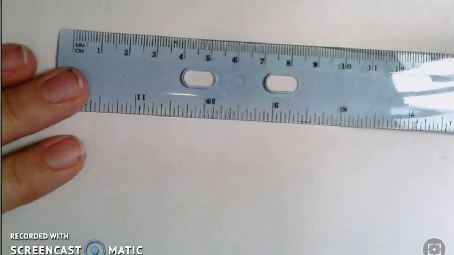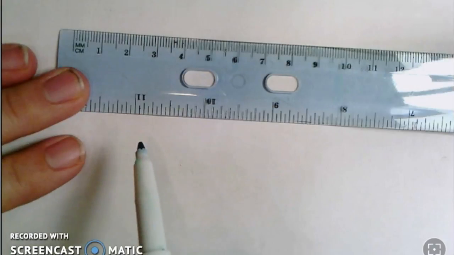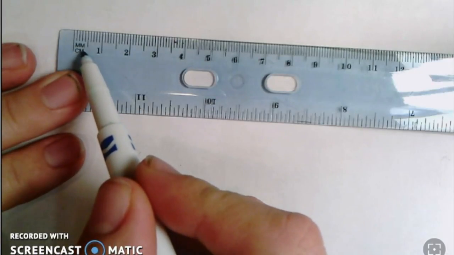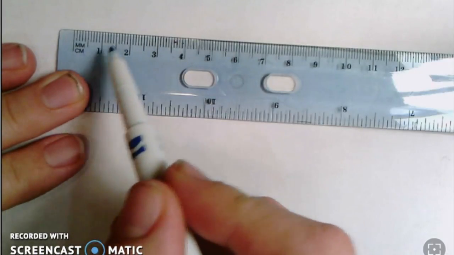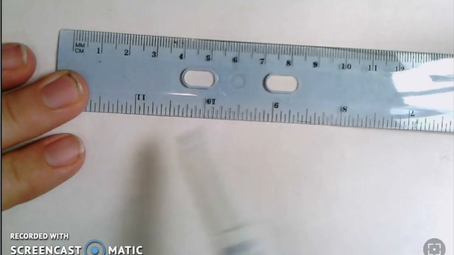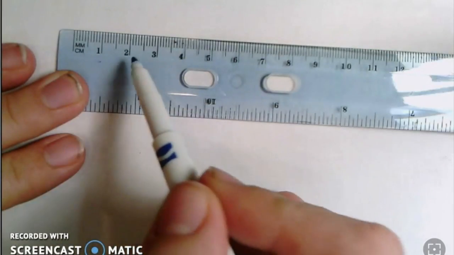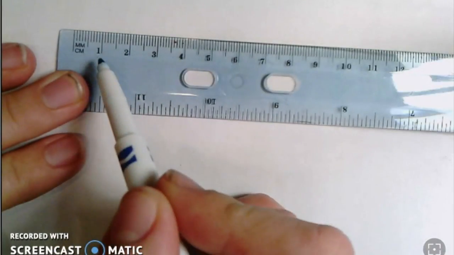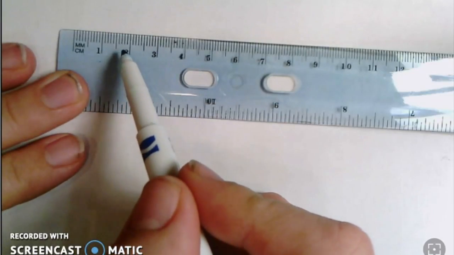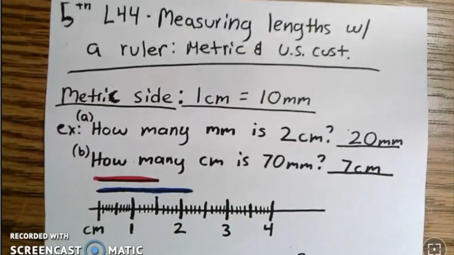So let's get started. There are two sides to every ruler. One side is in inches, and that's the US customary system, and one side is in metric. So this is the metric system, and you can tell that because there's little millimeters and centimeters right here, and you can tell also because the centimeter marks are smaller than the inches marks. So these numbers that are all labeled are centimeters, and in between each centimeter are 10 little lines which represent millimeters.